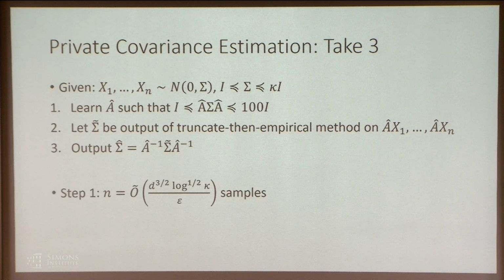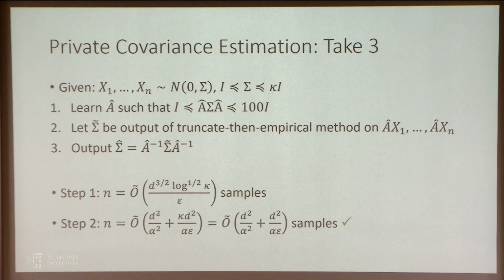So step 1, the first step to learn this preconditioner, is going to be this sample complexity. And the second step: remember I told you the sample complexity is kappa times d squared over alpha epsilon. But because now we have it appropriately conditioned, this will just be the right sample complexity. So we can check that off. The one thing you might be wondering is how exactly do we do step 1? I'm not going to talk about that in this talk.